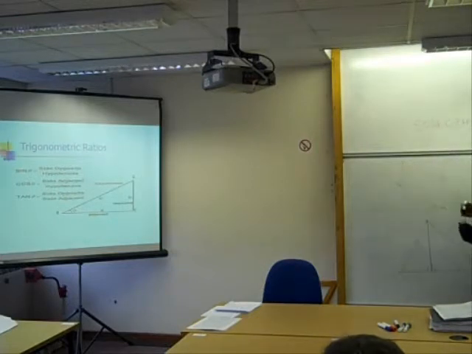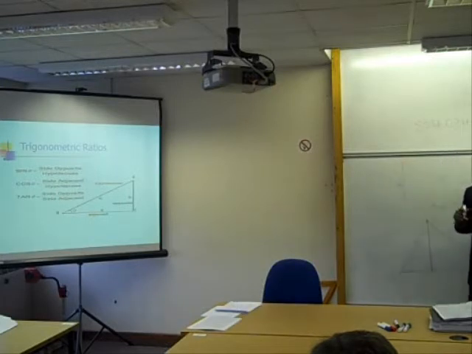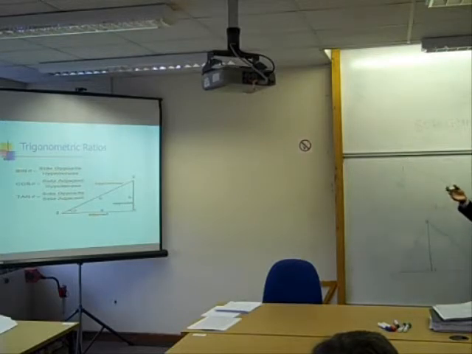Sohcahtoa. So basically what Sohcahtoa is telling us is that the sine of an angle is equal to the opposite divided by the hypotenuse. The cosine of an angle is the adjacent over the hypotenuse, and the tangent of an angle equals the opposite divided by the adjacent. So that's what that is telling us.